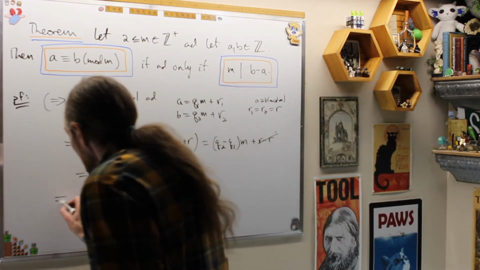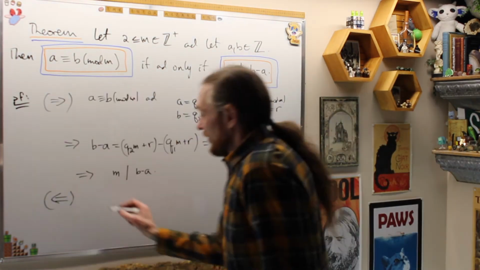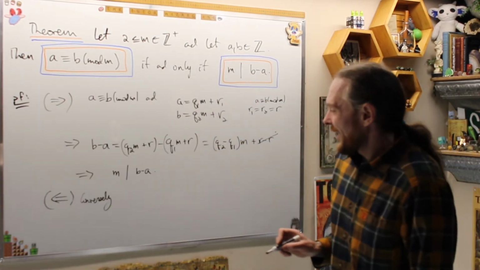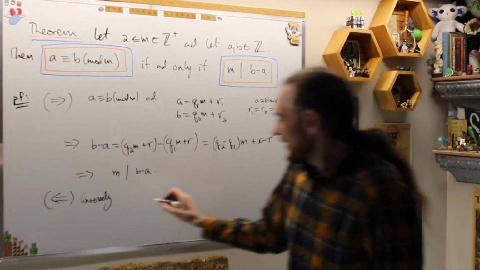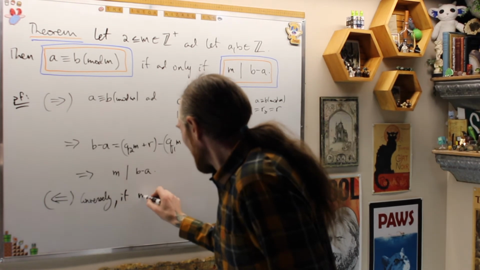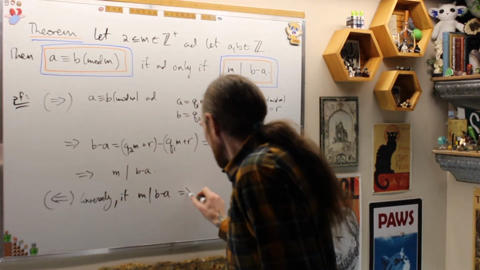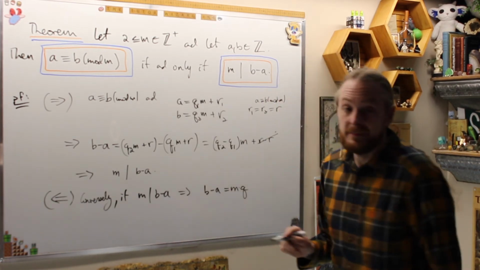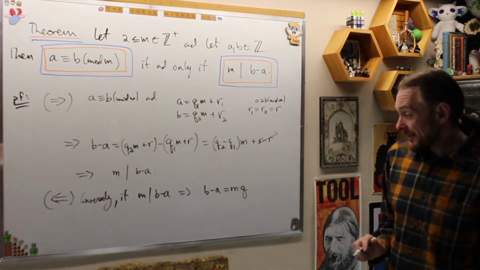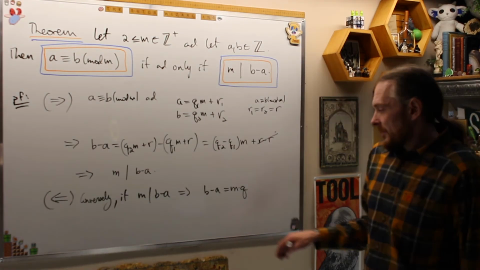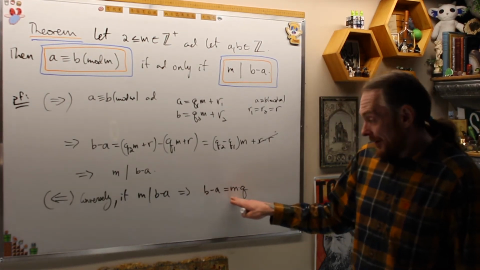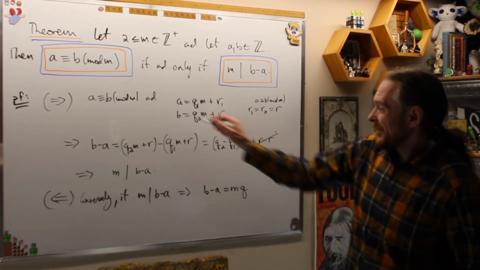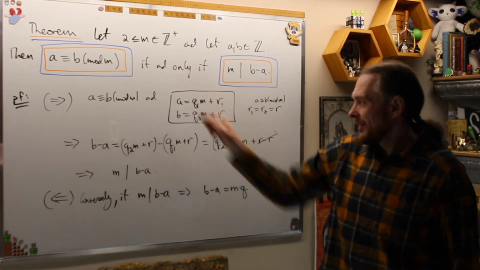Conversely, if we're going to prove the other direction, what we're going to assume is that m divides b minus a. Then we know that b minus a equals m times q, because it has to be this. So b minus a is a multiple of m, but we also know we can always still do this as well.